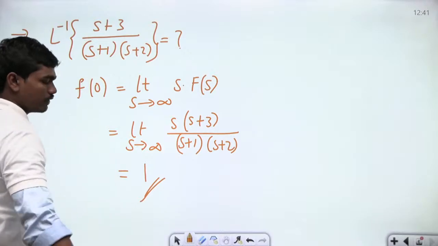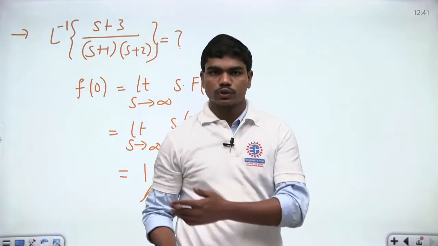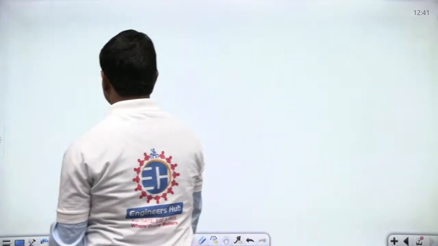So this f of 0 is equal to 1. That's it. Okay, it's a simple question. Of course, you can do it in the partial fractions way also if needed. Next, there is one other question from mathematics.